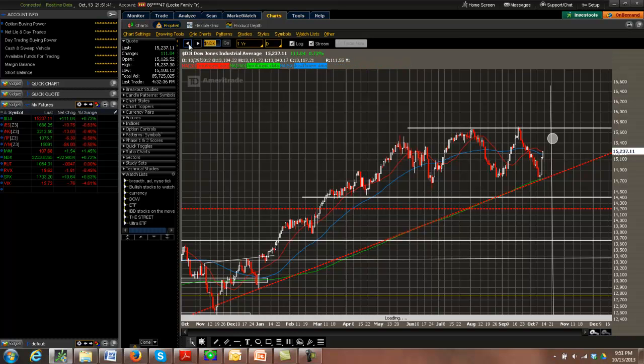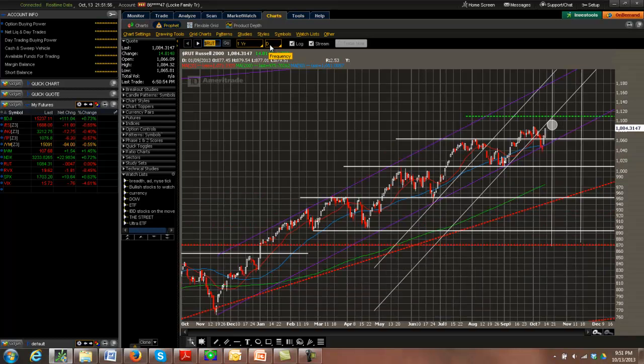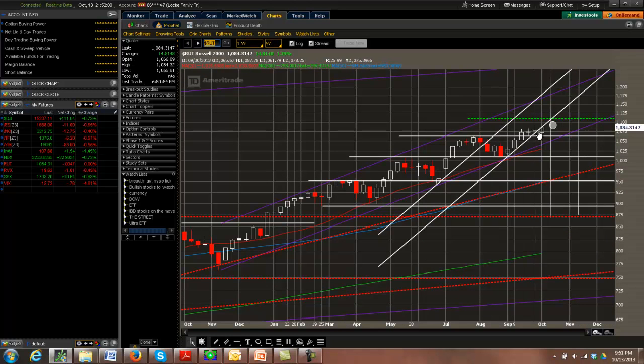As a matter of fact, if you didn't notice, we put in an all-time high weekly close for the Russell. So very, very bullish out there, and the Russell seems to be leading the way here. All right, let's take a look at our trades.